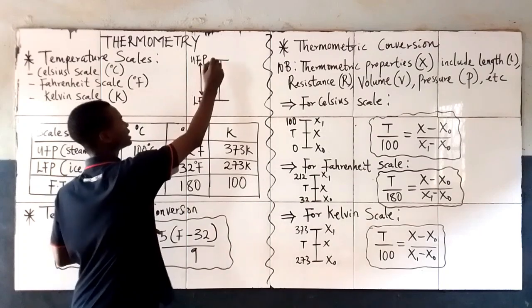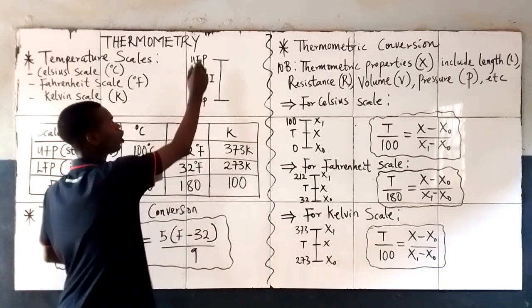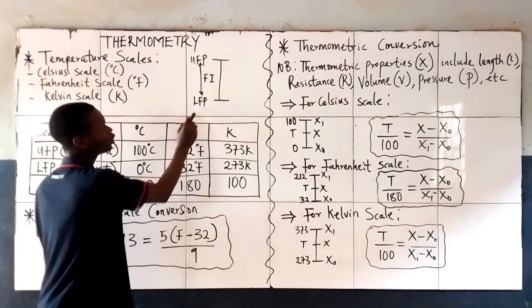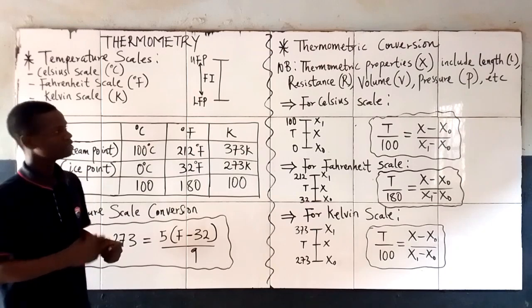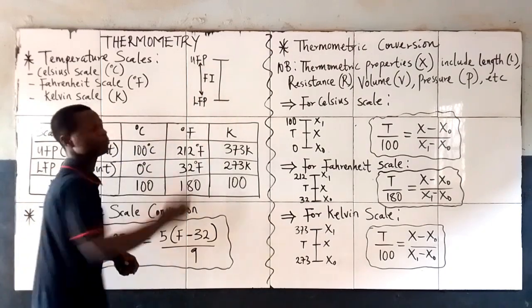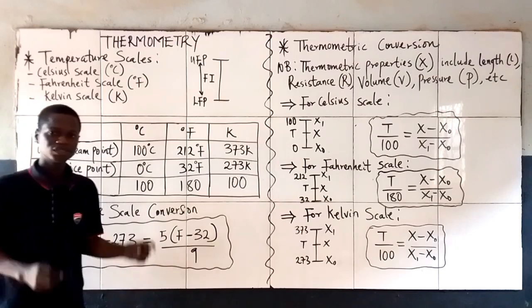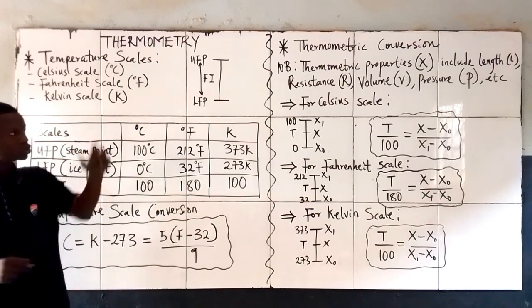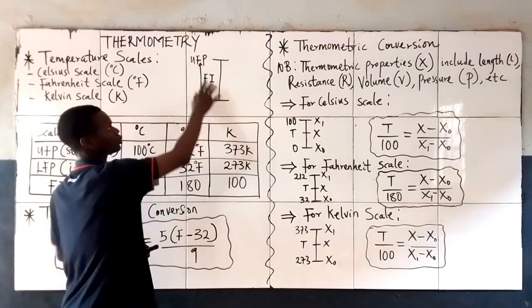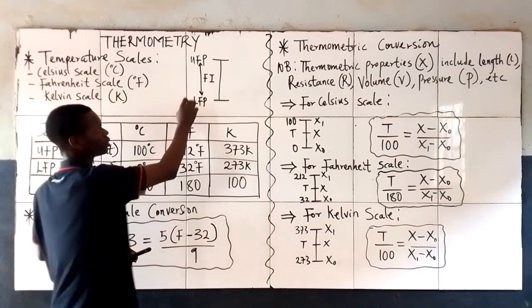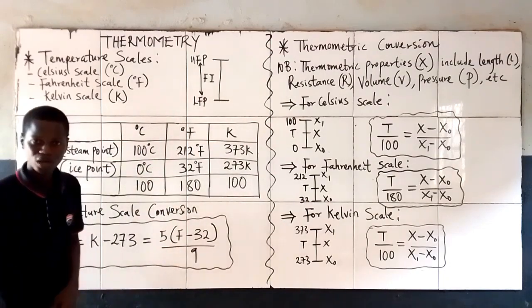Now, there is an interval between the upper fixed point and the lower fixed point. That interval between them is called the fundamental interval, symbolized by Fi. So this is the usual presentation: a value for the upper fixed point, a value for the lower fixed point.